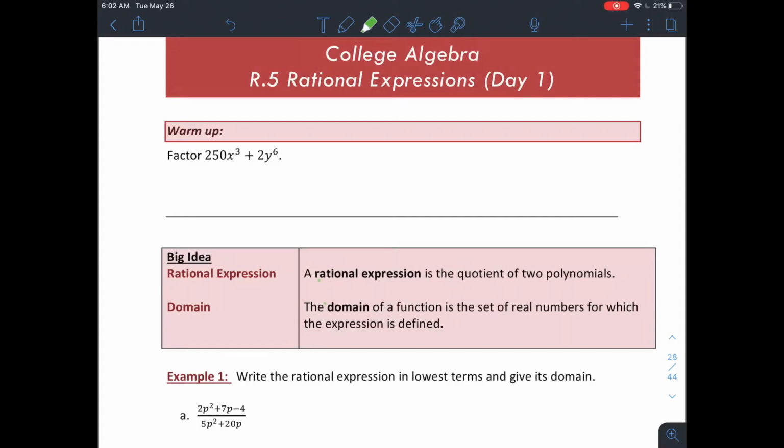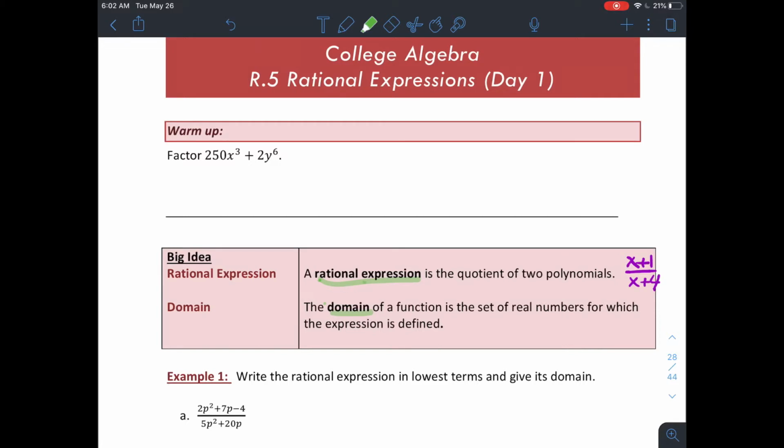So we are going to talk about rational expressions, which a rational expression is the quotient of two polynomials. So if you have two polynomials that are being divided, that is what a rational expression is, kind of like a fraction with some variables in it.